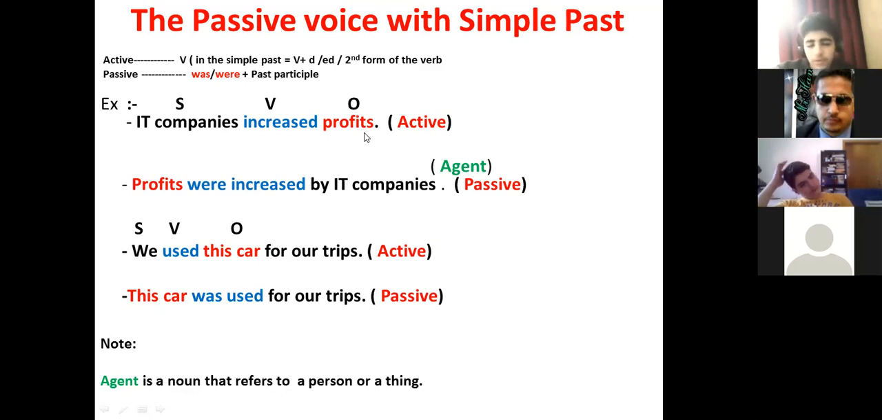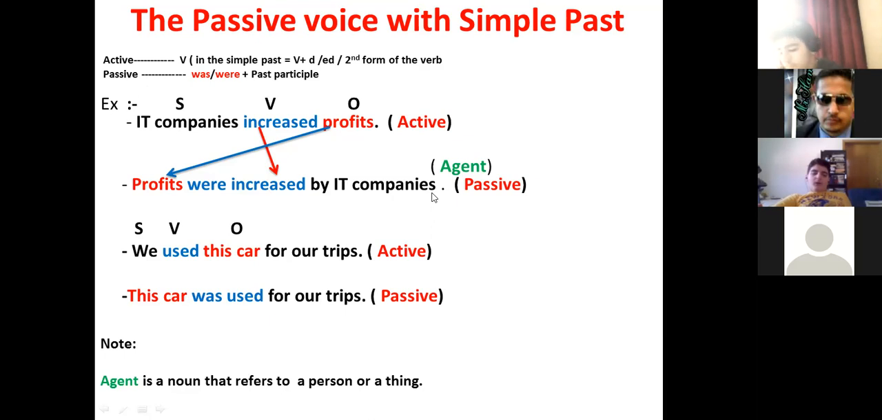This is an active sentence, so we are going to start with the object, that is profits. Is profits singular or plural? It's plural. The sentence is in the past, so we use was or were. It's plural, so we use "were," then plus the past participle "increased," which will be the same. And we have the agent here, the subject, it's known for us, so we add "by IT companies." What is the agent? The agent is the one who does the action, or the one who did the action.